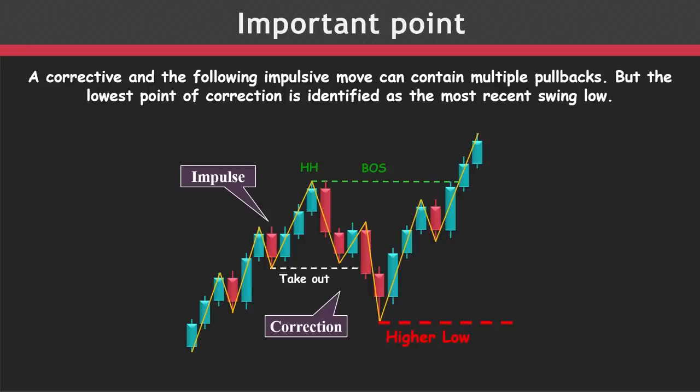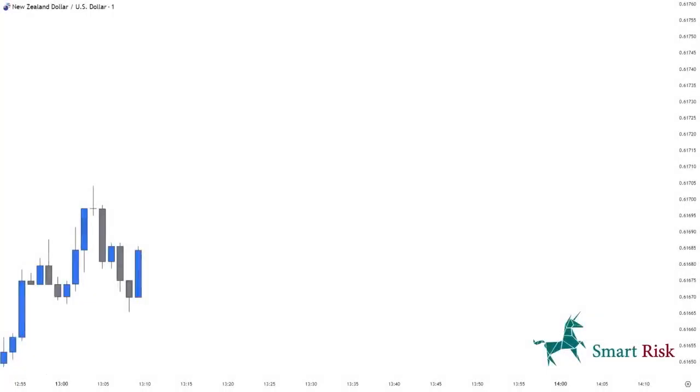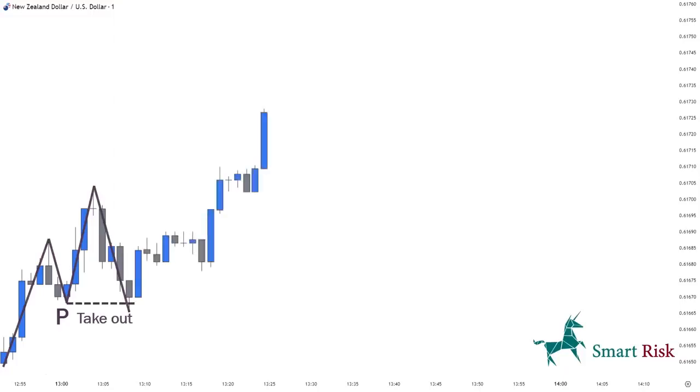Now let's discuss some more examples. Here we have the New Zealand dollar in the 1 minute time frame. Where is our valid impulse and correction? In this case, we can see the market momentum is bullish. It made a pullback and pushed higher. The following move is identified as a correction since it has taken out the liquidity below this pullback. When the market breaks this higher high to the upside, it becomes our valid break of structure, which confirms this level as a valid higher low.